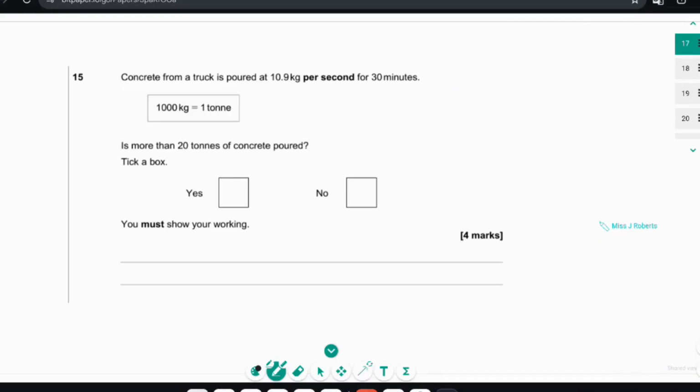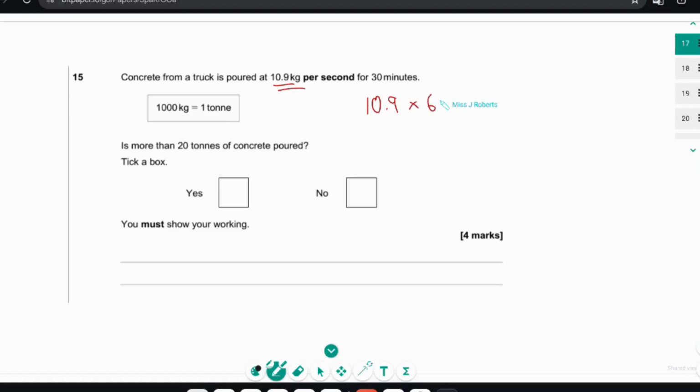Concrete from a truck is poured at 10.9 kilograms per second, for 30 minutes. 1,000 kilograms is 1 ton. Is more than 20 tons of concrete poured? Okay, so 10.9 kilograms per second for 30 minutes.